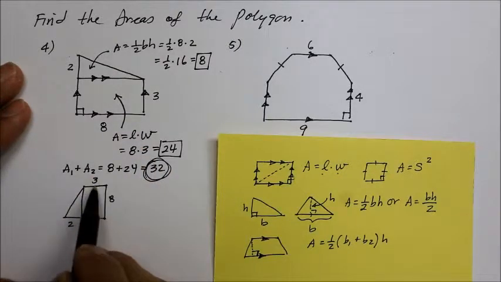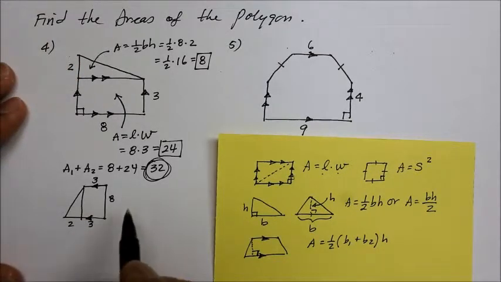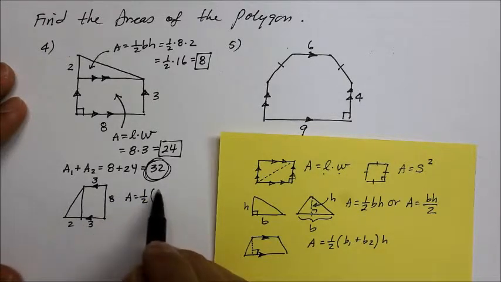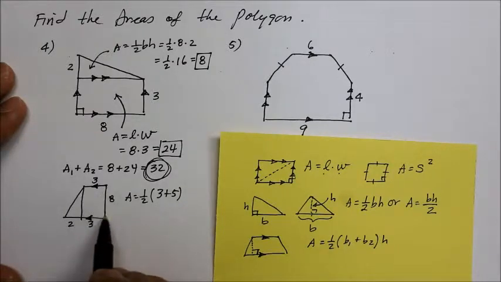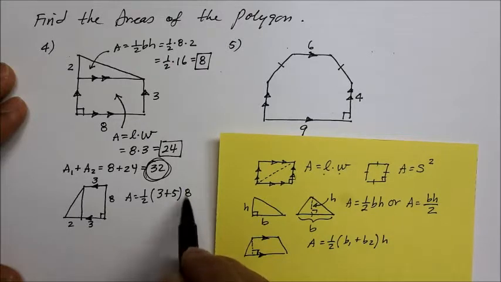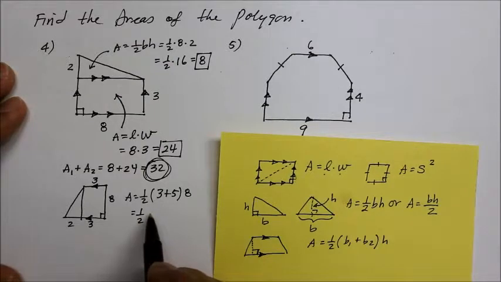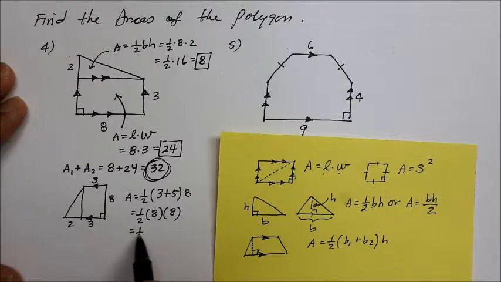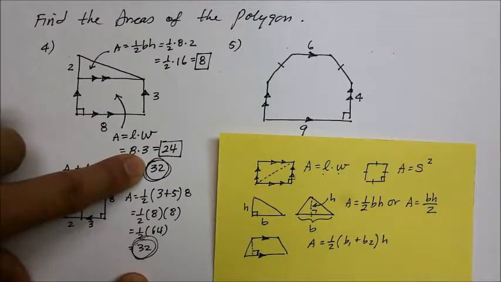Because a 3 is parallel to this baseline over here. So if you wanted to, you could have said A is equal to 1/2, the average of the two bases, which is 3 plus 5, times the height. Because there's the height, 90 degrees. 3 plus 5 is 8. 8 times 8 is 64. And what's half of 64? 32. Either way, you get the same answer.